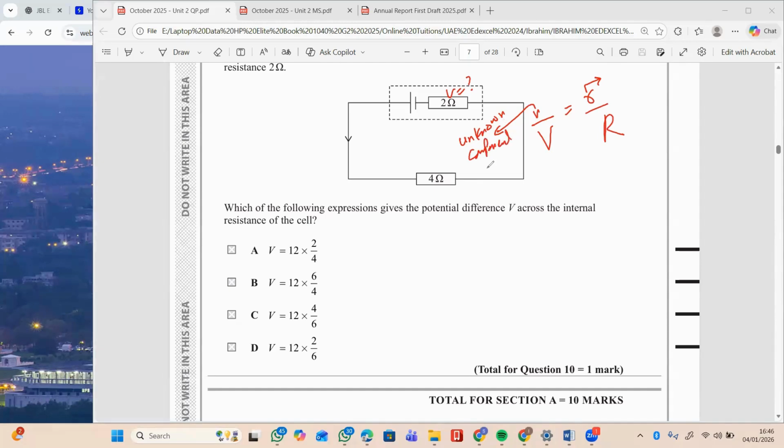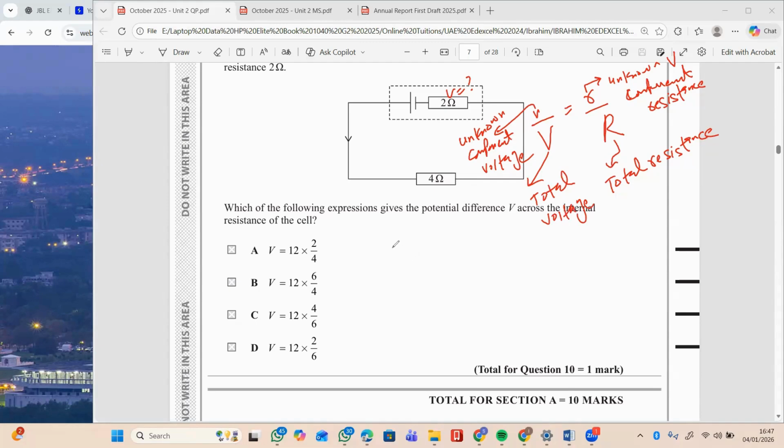And this is the unknown component resistance, and this is the total resistance, and this is the total voltage. So small v is the one definitely you are going to find.